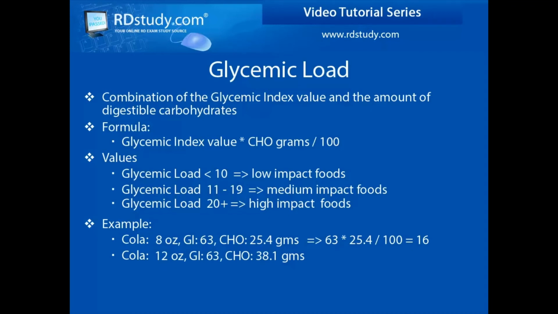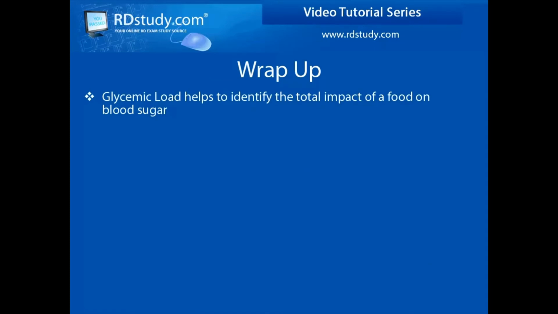It will increase. We can calculate this value by using the glycemic index, once again of 63, but this time there are 38.1 grams of carbohydrates, resulting in a glycemic load of 24. This is now in the high glycemic load range as compared to 16 in the 8-ounce serving, which is considered a medium load value. Wrapping up glycemic load.